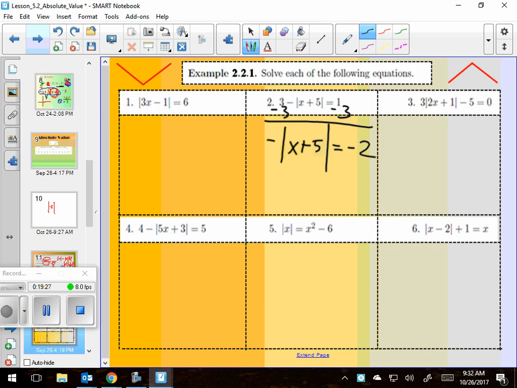Now can I split it into two equations? Nope. One more thing to do first. Divide both sides by what? Or multiply both sides by what? Negative 1. That gets the negative off of here and it becomes positive. Now can I split it into two equations? Yes. And this is what I call get the clump alone. This is the clump. You've got to get that clump alone first, and then you can proceed with solving it.